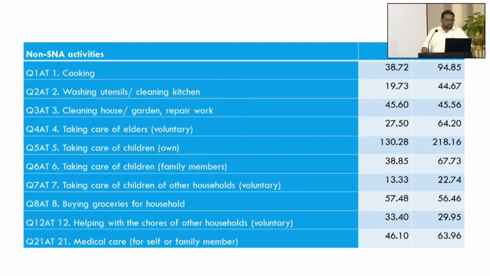Here, if you look at taking care of children, women spend 67 minutes per day taking care of children, whereas men spend only 38, right? So there are activities where you take care of your own children, and then you have taking care of children of your family members. In both cases, women are doing these activities.